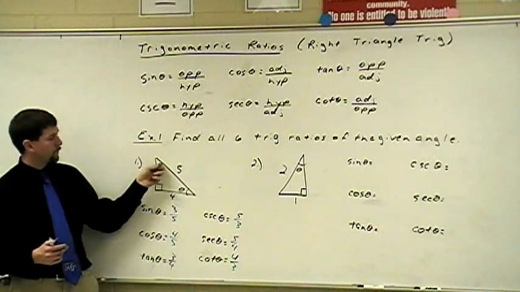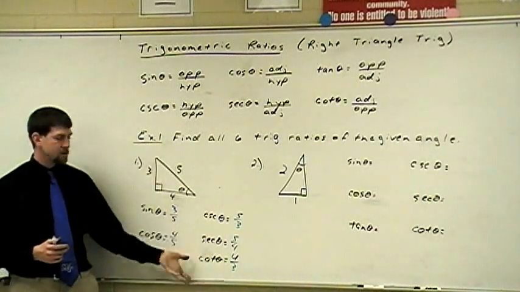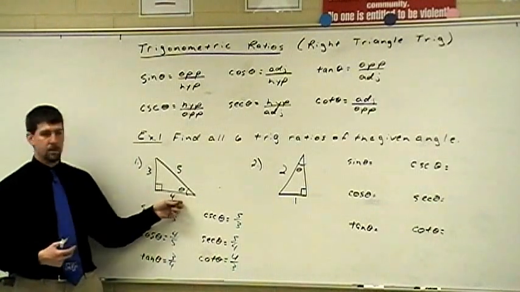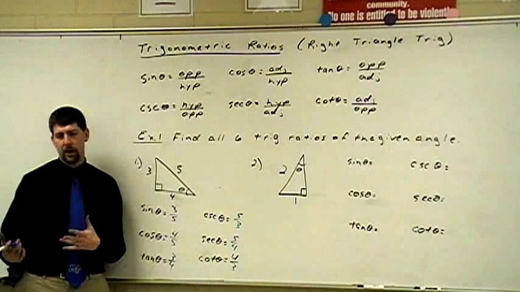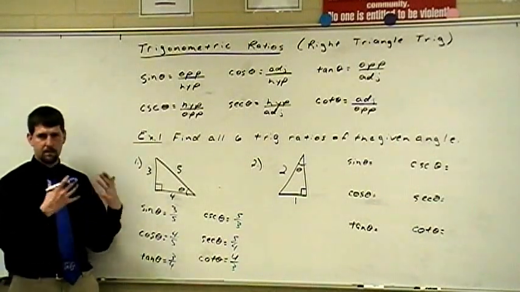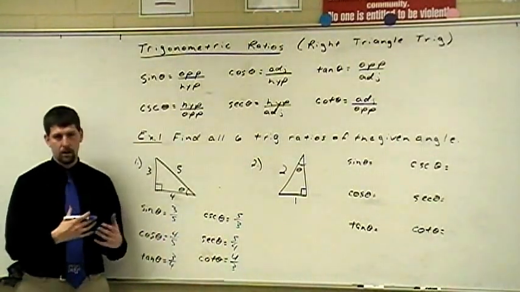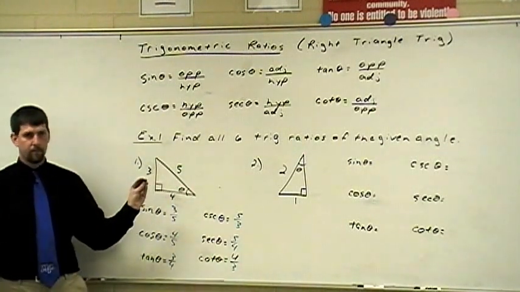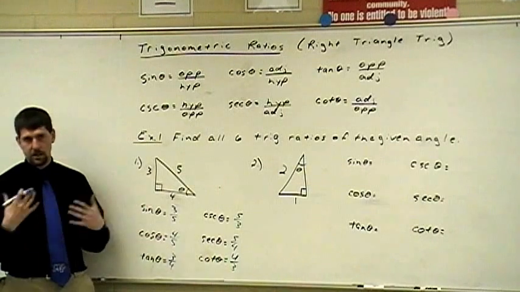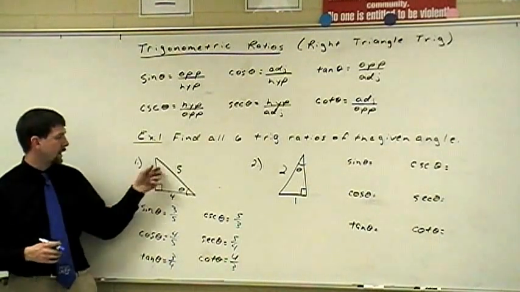Now note, if theta had been this other angle, these would all be different because now this would have been my opposite length and this would have been my adjacent length. So it does matter where theta is within that triangle. The trig ratios are specific to each different angle, because the opposite and adjacent are going to move based on where that angle is.